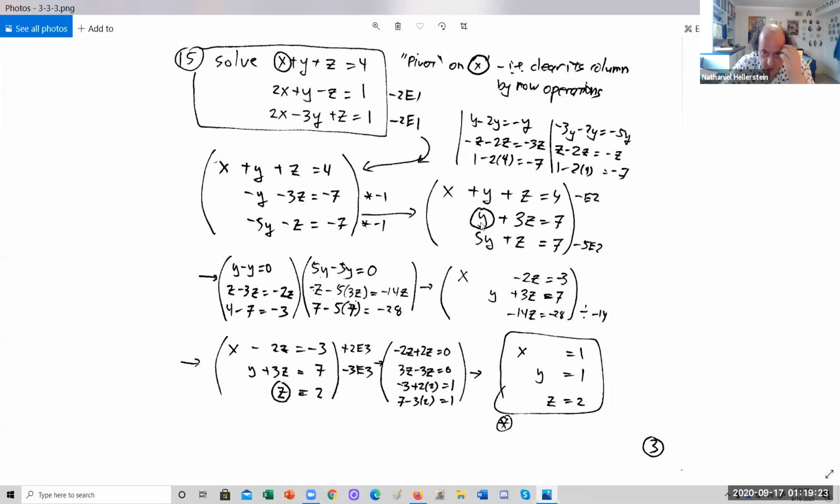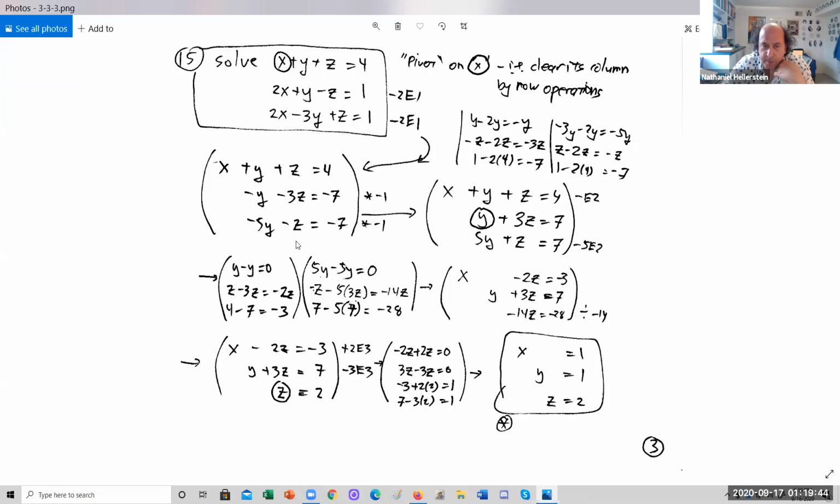Okay, now I'm going to pivot on this y. In other words, I'll use row operations to eliminate the y in the first equation and the 5y in the third equation. Now, y minus y should cancel here. This 5y minus 5 of this y should cancel there. So we'll take the first equation and subtract the second equation.